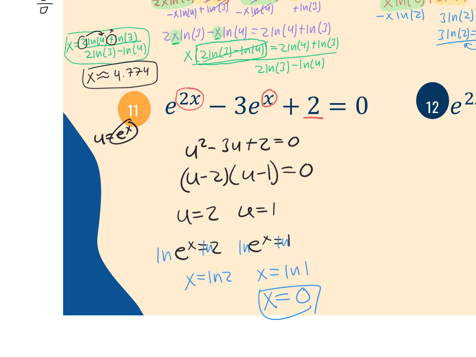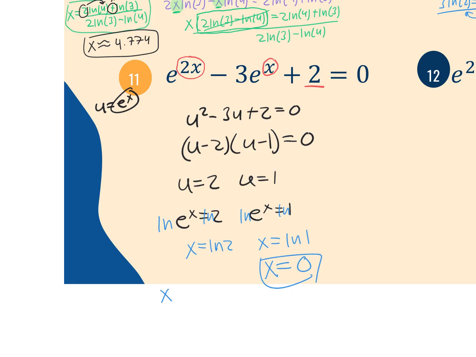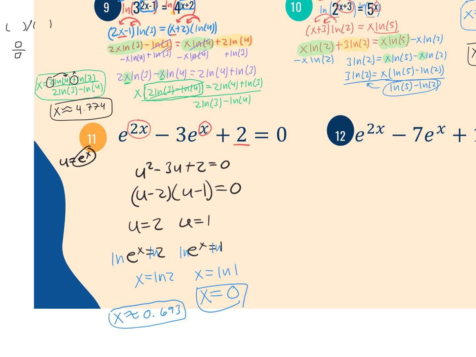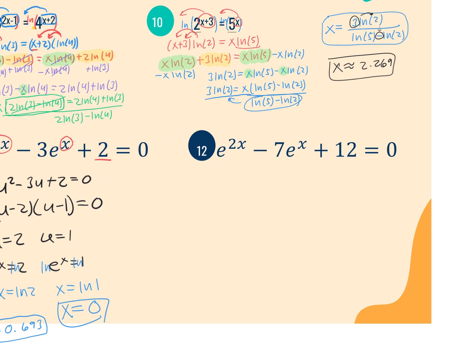That's true for any log. If I decided to log both sides, I would still get 0. And then x equals ln of 2. That is an exact answer, so there's really no need to round it. It doesn't really get much simpler than ln of 2. But if you do, then you should get 0.693. Those shouldn't be too bad. They look a lot harder than they are, but once you see what to do, they become really easy. Let's try the same thing with the next one.